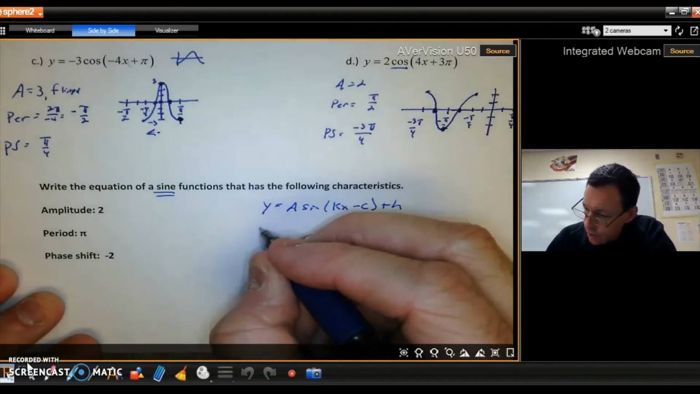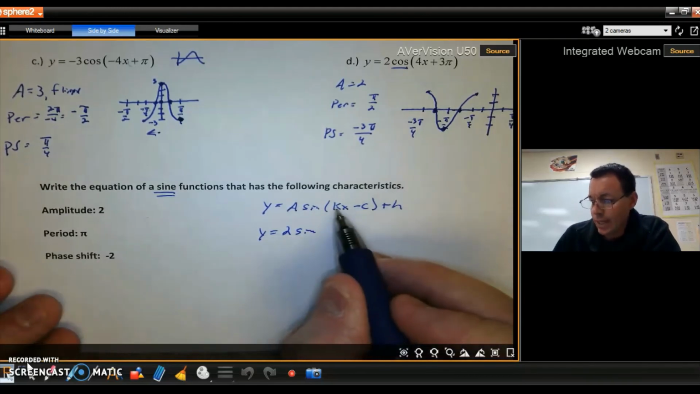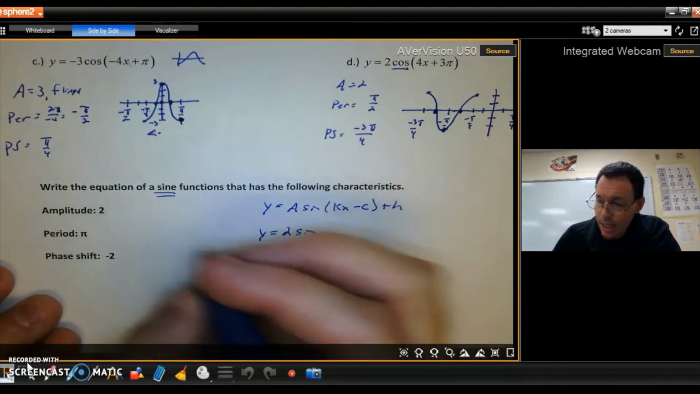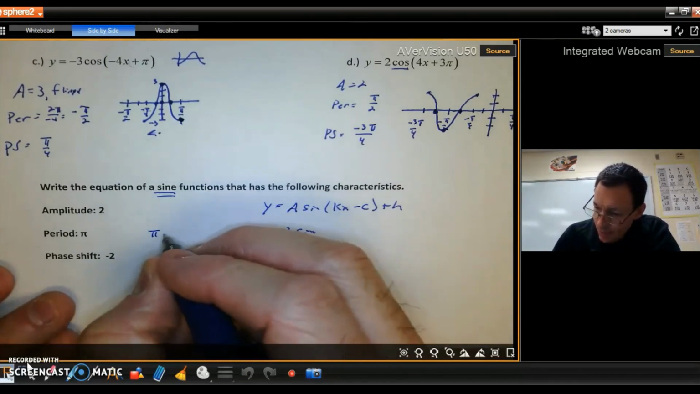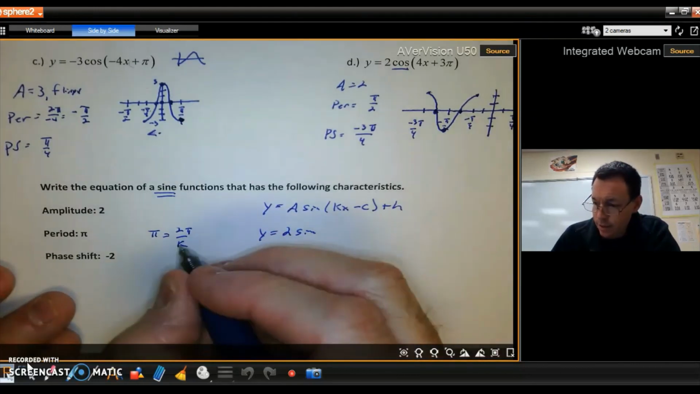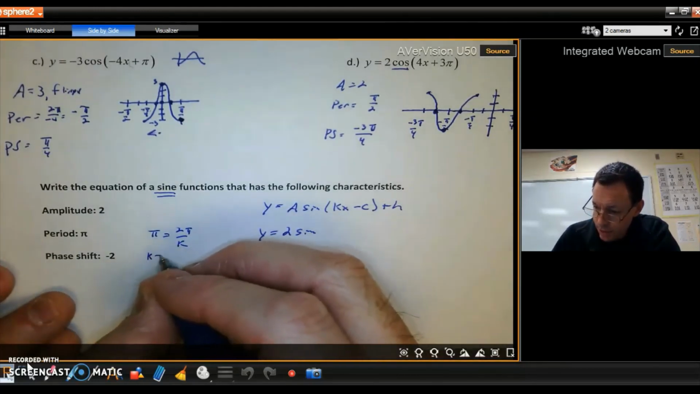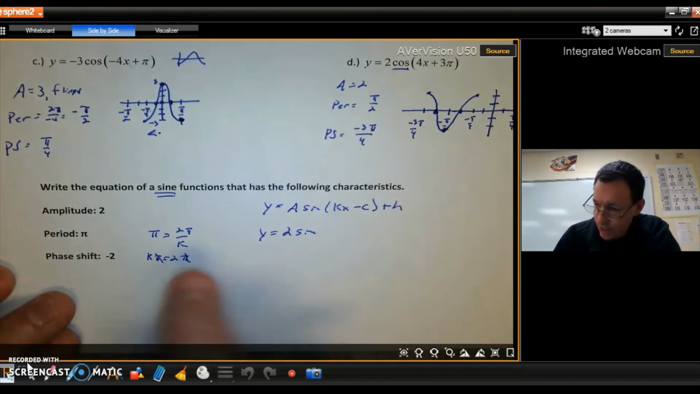Amplitude is 2. All right, y equals 2 sine of, well, I need k and I need c. So k comes from the period. So I'm going to take the period of pi, I'm going to set it equal to the formula for period, and I'm going to solve for k. I'm going to cross multiply. k pi equals 2 pi. The pi's will cancel. k equals 2.